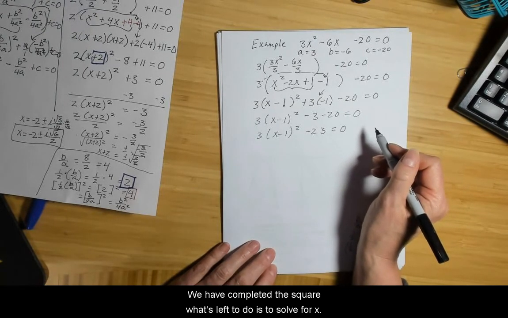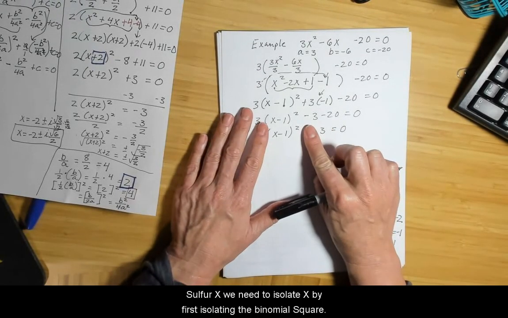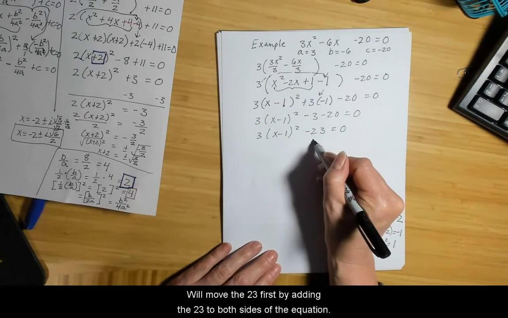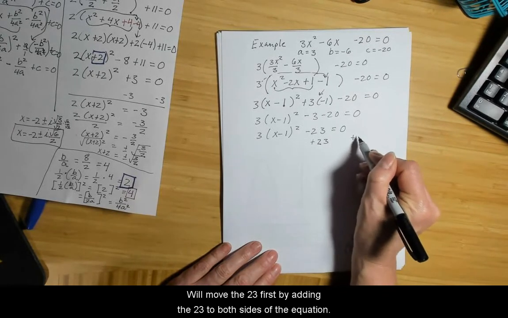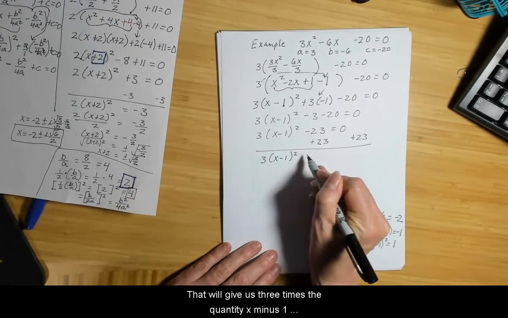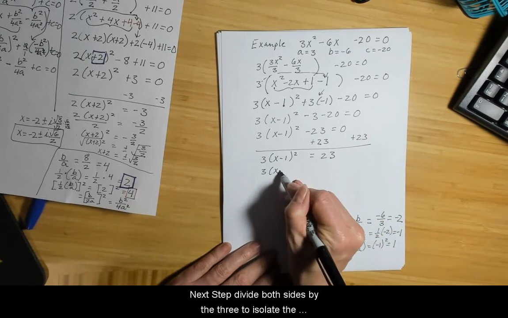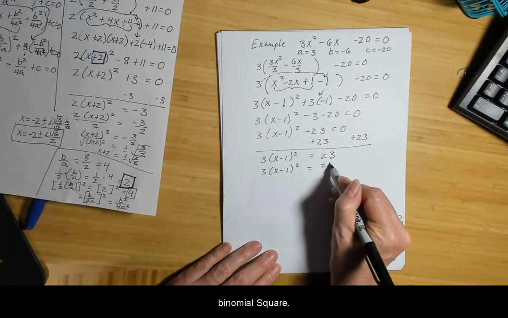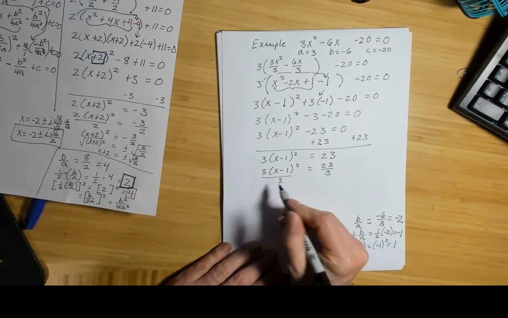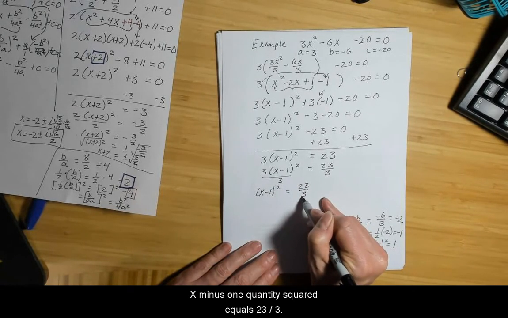What's left to do is to solve for x. To solve for x, we need to isolate x by first isolating the binomial square. We'll move the 23 first by adding the 23 to both sides of the equation, and that will give us 3 times the quantity x minus 1 squared equals 23. Next step, divide both sides by the 3 to isolate the binomial square. And this will lead us to x minus 1, quantity squared, equals 23 divided by 3.